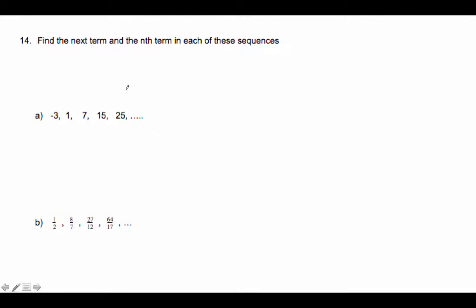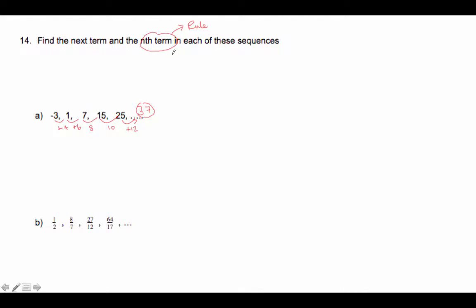Question 14, we're shown two sequences and asked to find the next term and the nth term of both. So the nth term is the rule, how do I go from one term to the next? And the next term is what's coming up. To find the next term, let's look at the common difference. Firstly it's going up by 4, then by 6, then by 8, then by 10. So the next one is going to be up by 12. So 25 plus 12 would give me the next term of 37.